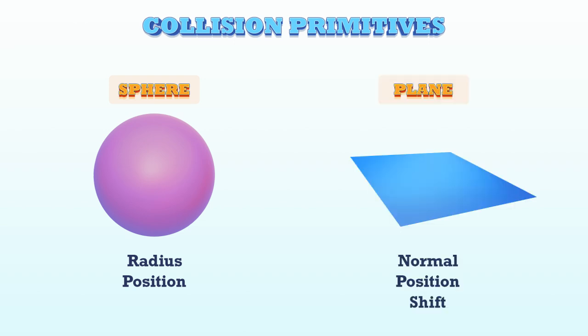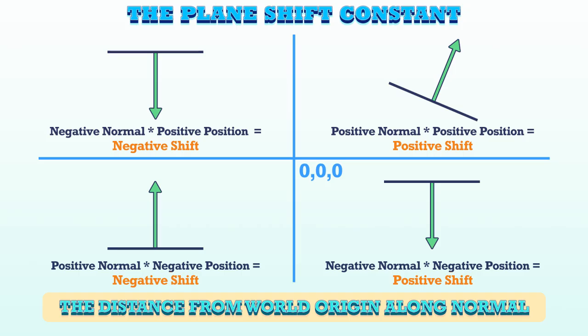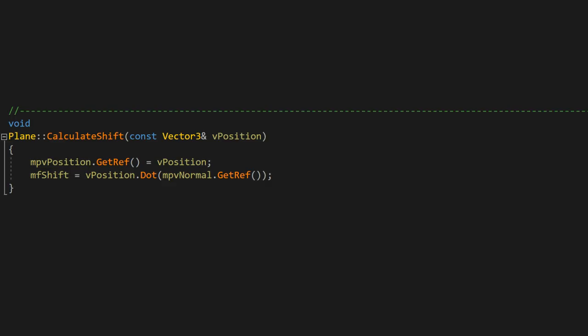A plane represents a two-dimensional surface of infinite extent. It is defined by a position, which represents a point on the plane, a normal vector, which defines its orientation, and a shift constant, which indicates the signed distance of the point on the plane from the origin of the world. The signed distance can be negative or positive, depending on its proximity to the world origin and whether the surface normal is pointing away or towards the world origin. The plane shift constant is calculated using the dot product of the point on the plane and the plane's surface normal.